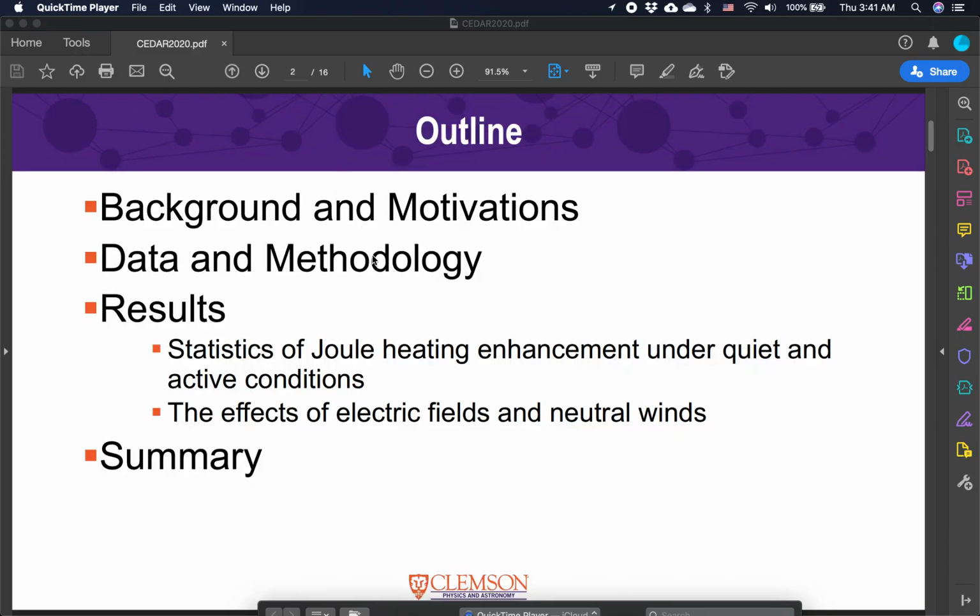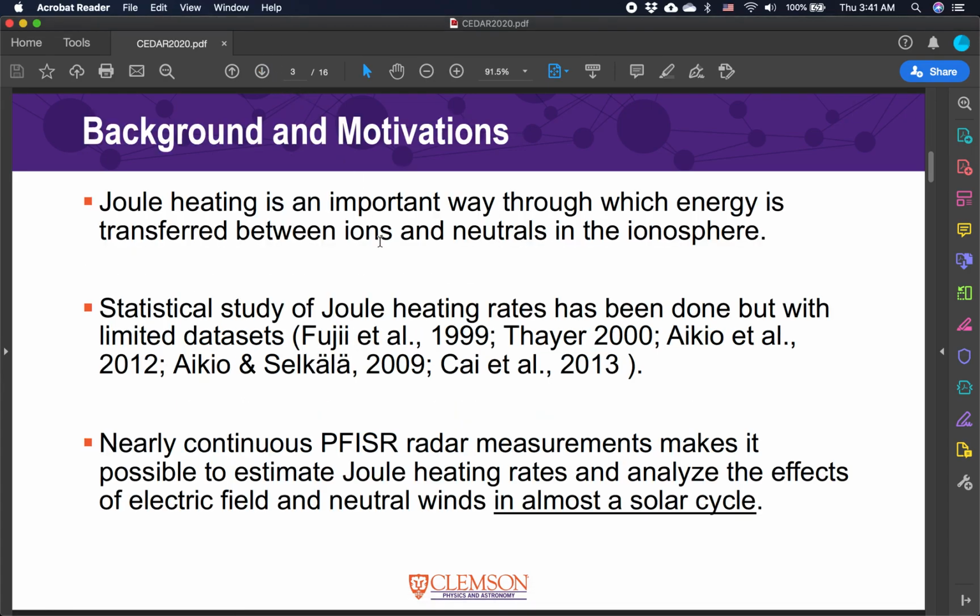Here is the outline of my talk. First, I will give some background information and motivations to do this study. Then I will introduce data and methodologies. After that, I will present the results, specifically on statistics of Joule heating and the effects of electric fields and neutral winds. At last is a summary. Let's move on to the first part.